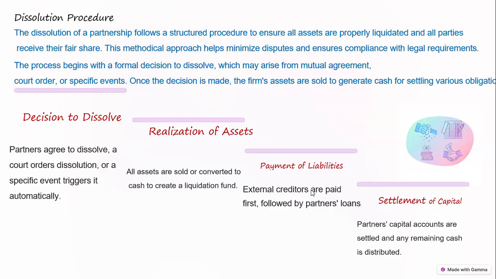With regard to the dissolution procedure, the first step is a decision to finally close the business. Once the decision has been finalized, the assets are realized, all the assets will be sold, and the cash realized from the sale of assets will be used to settle the external liabilities and also the internal liabilities. The usual procedure is that all outsiders will be paid first, and whatever is left after the payment of the outsiders will be shared among the partners in the profit sharing ratio, which was agreed at the time of formation of the firm.